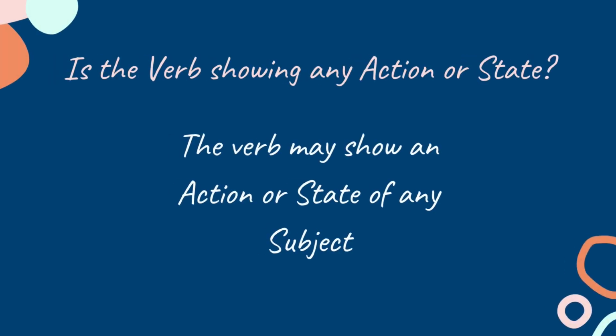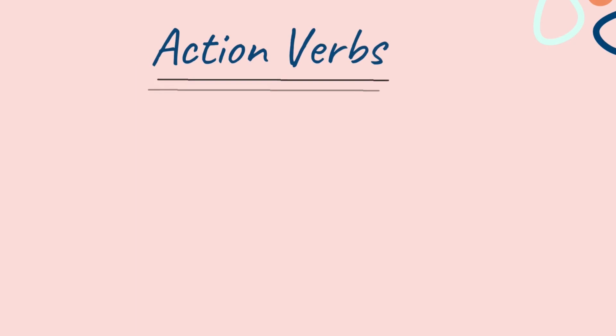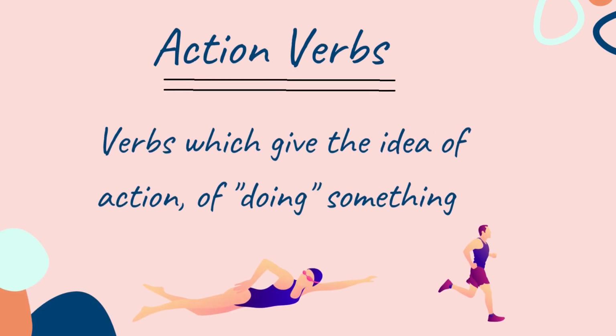One of the ways verbs are classified in any sentence is that is the verb showing any action or state of the subject. The verb may show an action of any subject or it may show the state of any subject. Based on that, it may be categorized. Let's learn the two types now. Number 1, action verbs. What are action verbs? The verbs which give the idea of action, of doing something, are called action verbs.